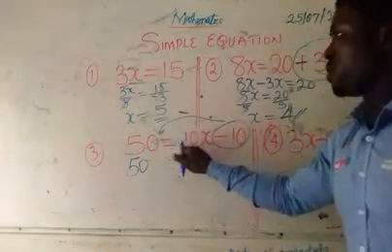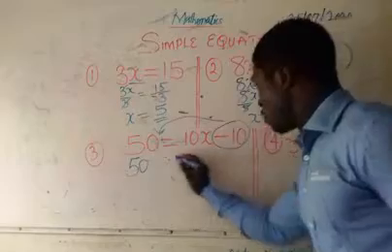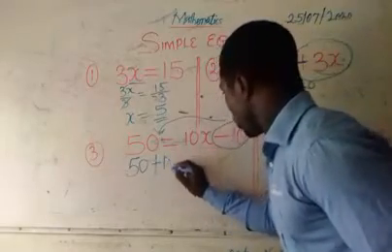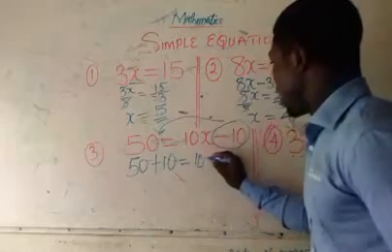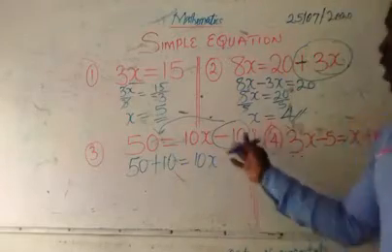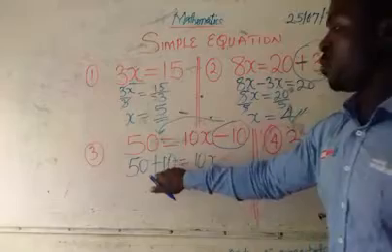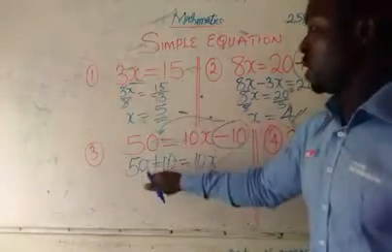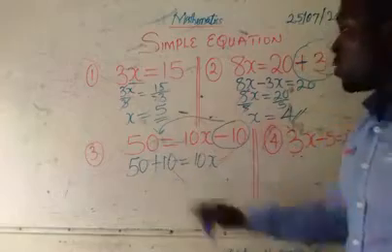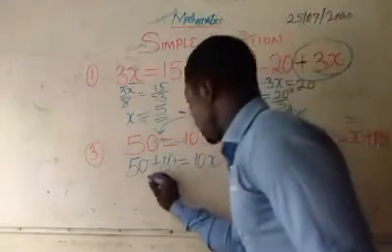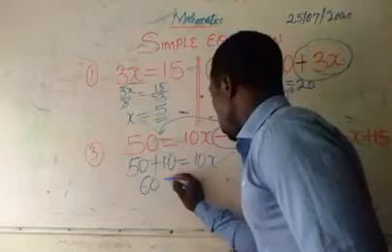So we are going to have 50, as this one is crossing the equation sign here. You can see the equation sign. As it's crossing, it's going to change to plus 10, which will be equal to 10x. So if negative is crossing, it will change to plus. And if plus is crossing, it will change to negative. So 50 plus 10 will give us 60, equal to 10x.